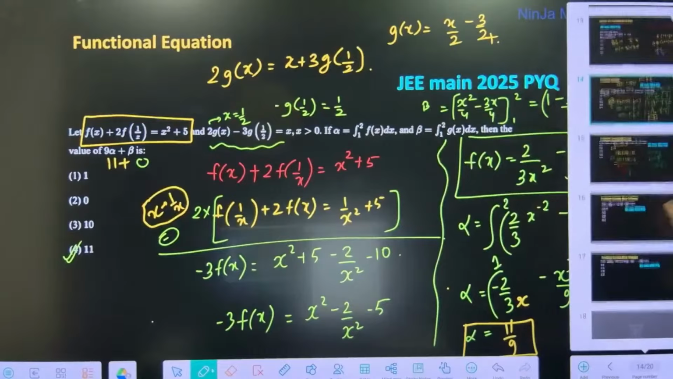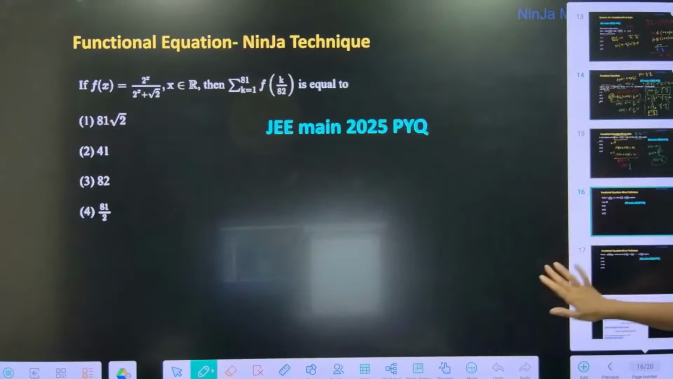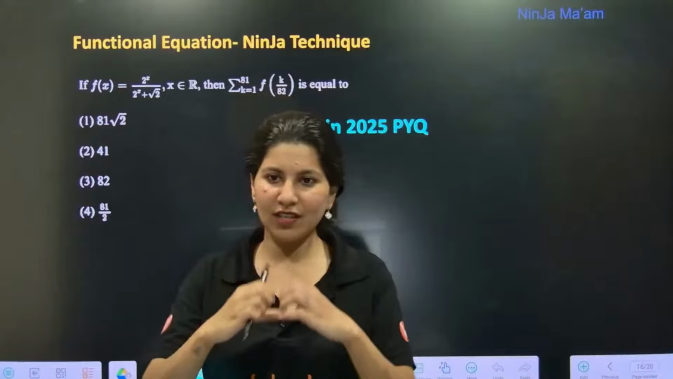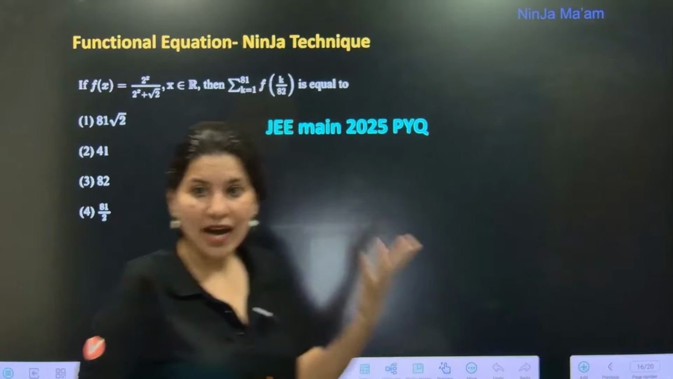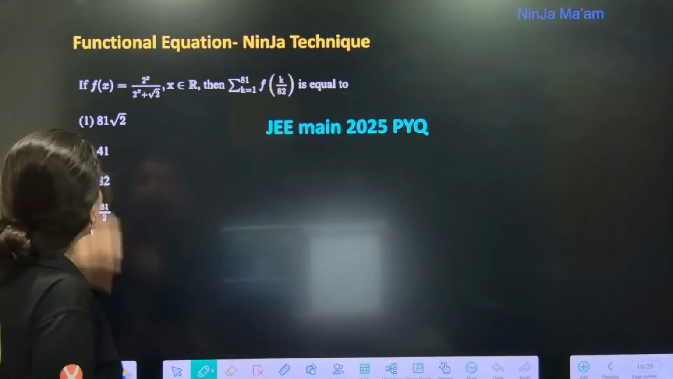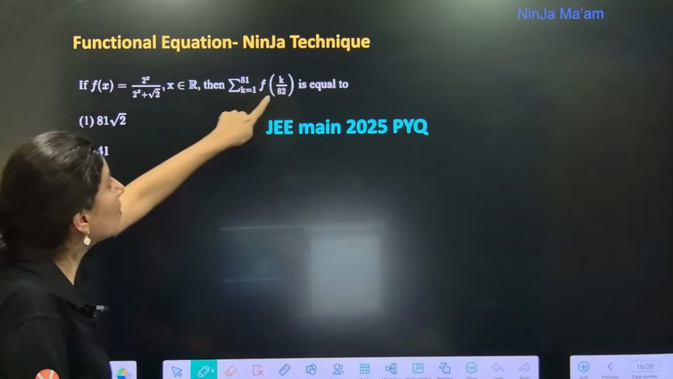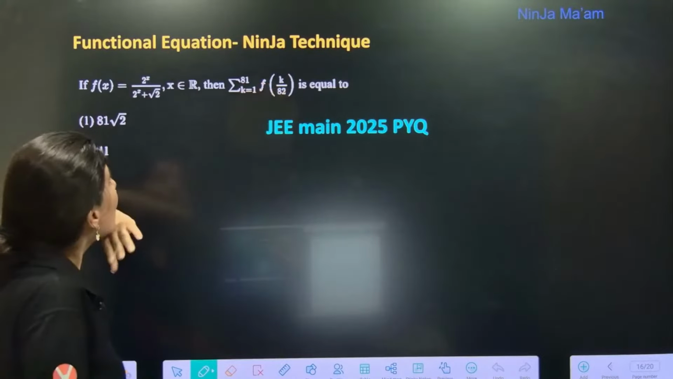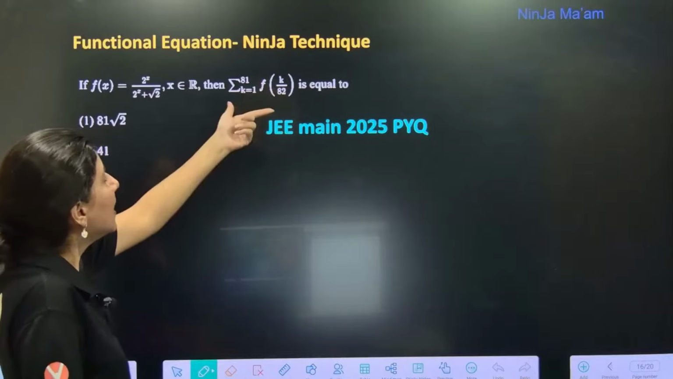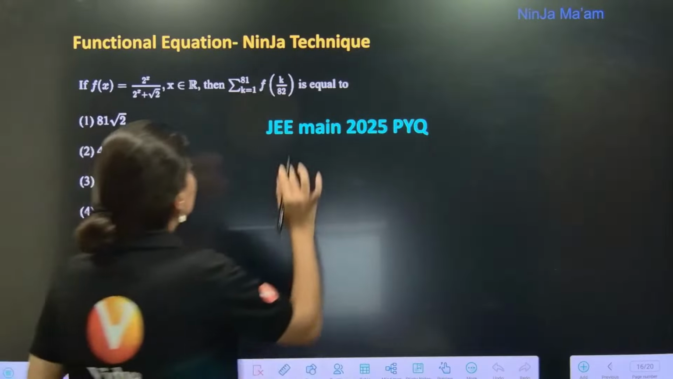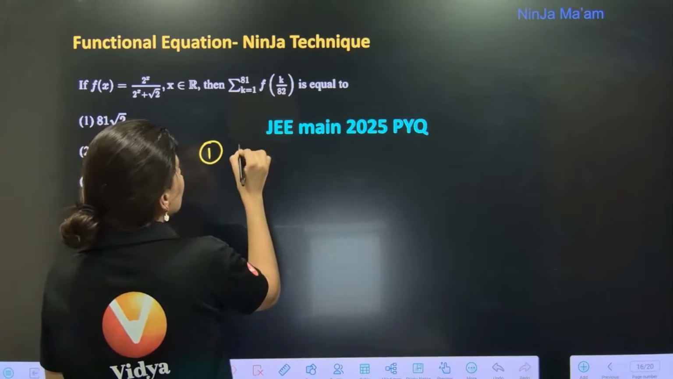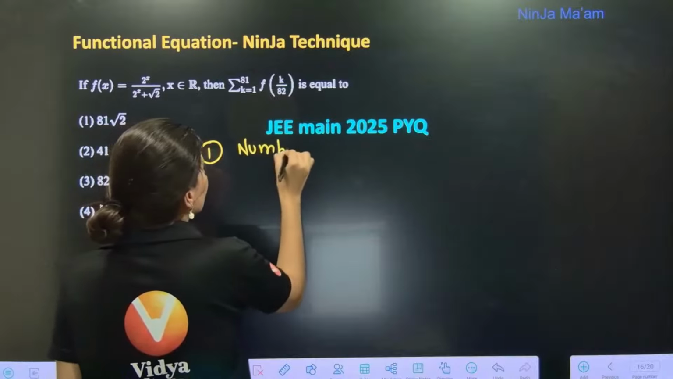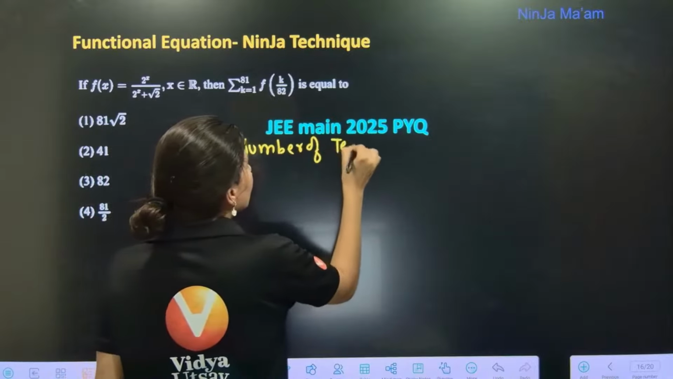Now the second category is this type of question, my favorite questions. Again, there is a longer method. I will tell you what the longer method is, but I will tell you the Ninja technique directly. Whenever a function is given in this format and sigma of f of k is given to you, first of all, step number 1, you have to count the number of terms.